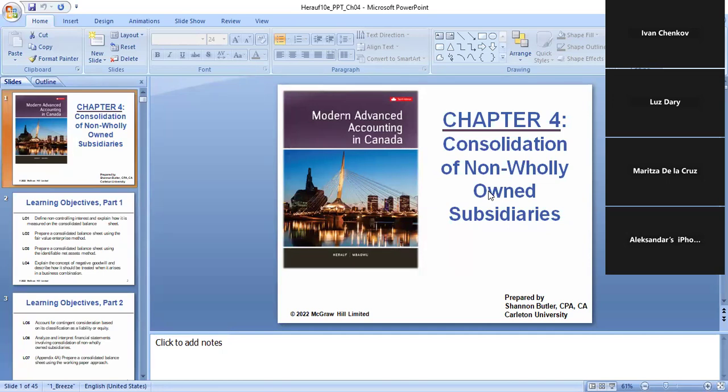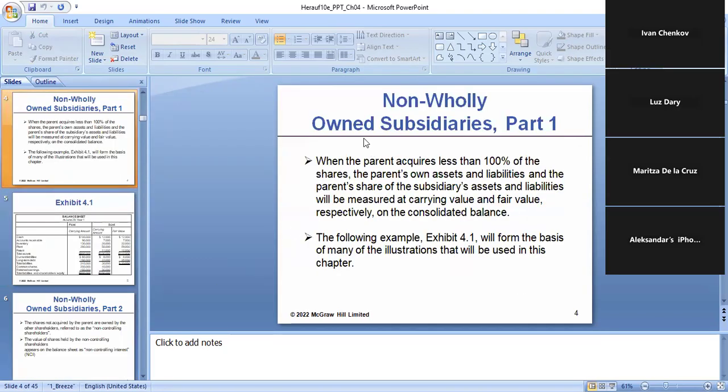So let's see what's going to happen in this case when we're not purchasing 100%. So far we saw what's going to happen if we purchase 100%. Let's see now when we're not purchasing 100%. When the parent acquires less than 100% of the shares, the parent's own assets and liabilities, and the parent's share of the subsidiary's assets and liabilities, will be measured at the carrying value and the fair value on the consolidated balance sheet.